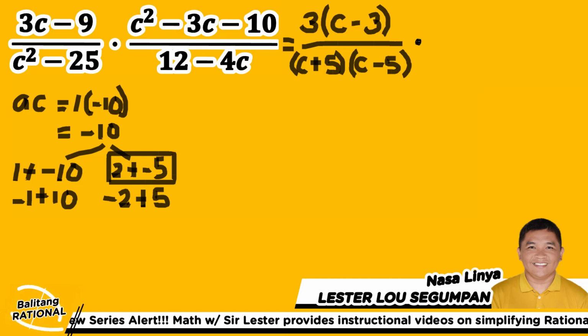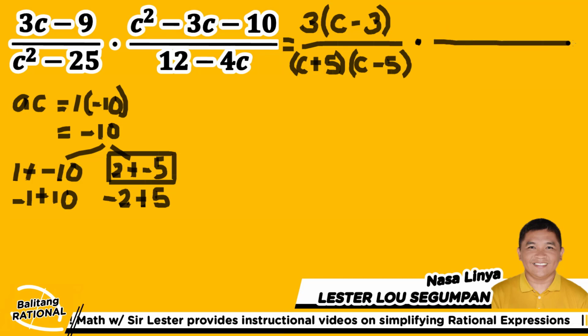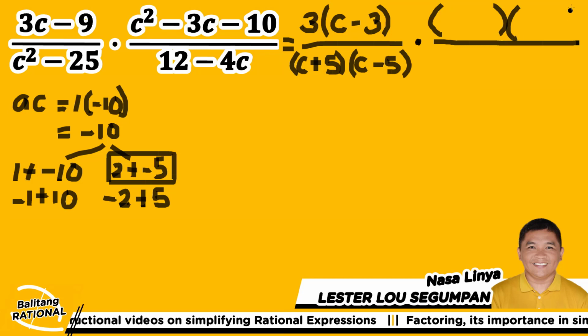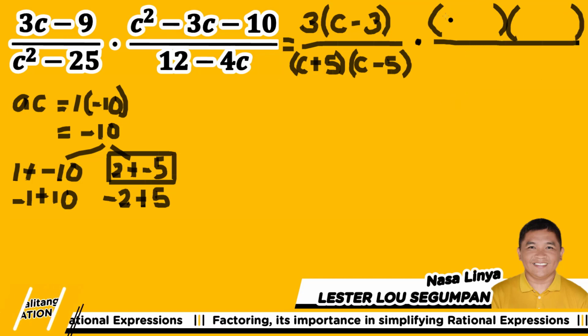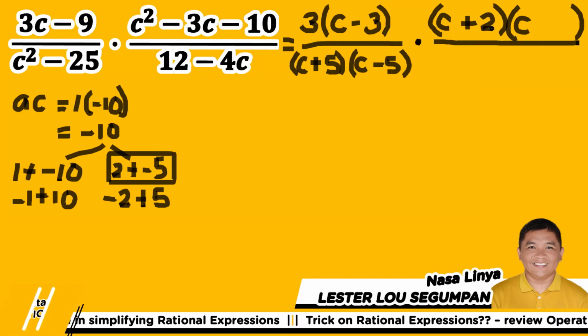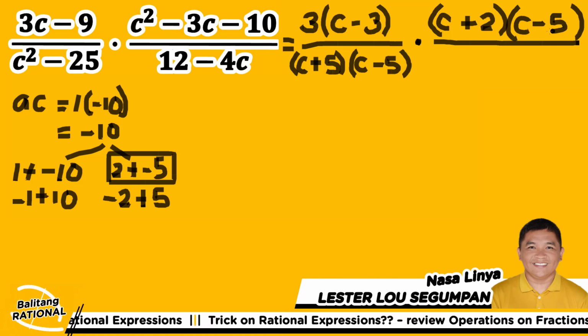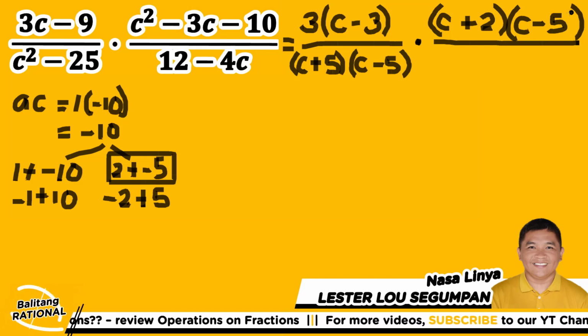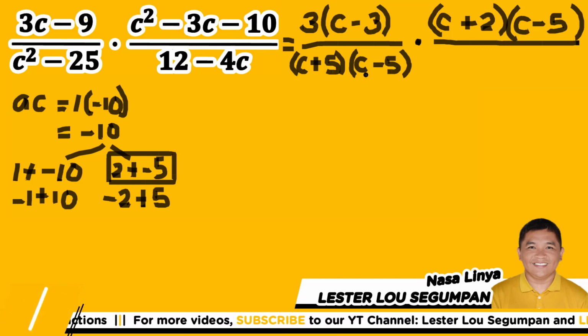We'll be using those coefficients as we look for the factors of our quadratic trinomial, because we are assured po na yung factors natin are both binomial expressions using the square root of the first term c squared, which is c, and c dito, and we'll be using yung coefficients. So positive 2 will become plus 2, and you have here minus 5. Bago tayo magpatuloy, may nakikita na po tayong common, which is c minus 5 dito sa numerator at sa baba ng first rational expression na c minus 5.